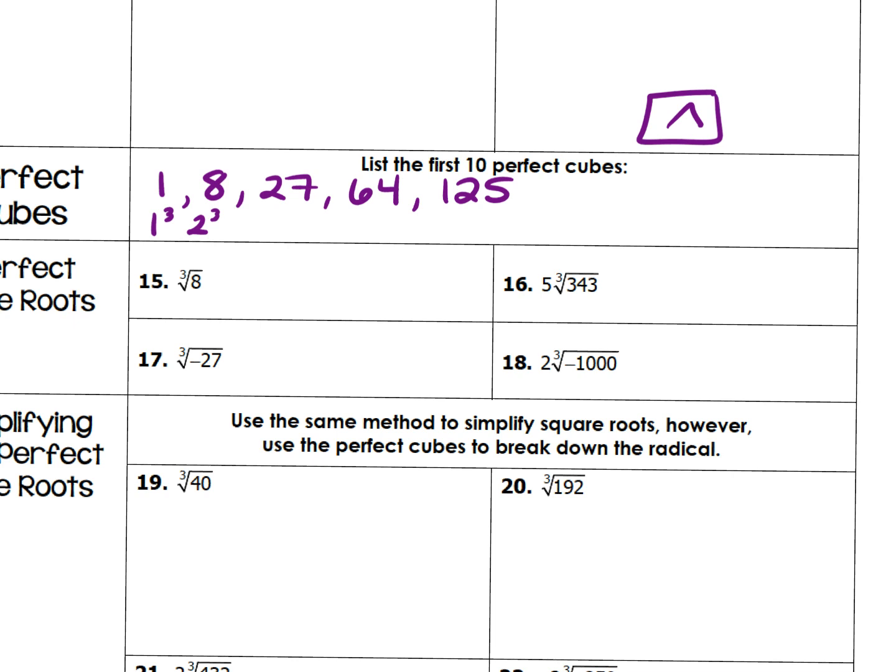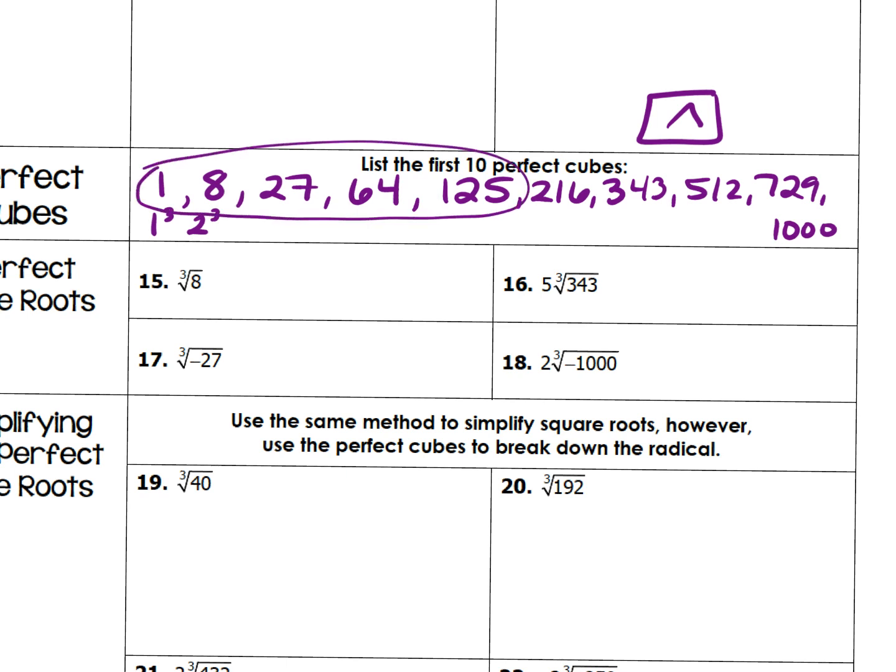I'm going to give you more. Rarely will you see the rest of these. So 216, 343, 512, 729, and 1,000. Those are not very common. You're not going to see them a ton. I feel like we usually live right around here for what we're going to do.